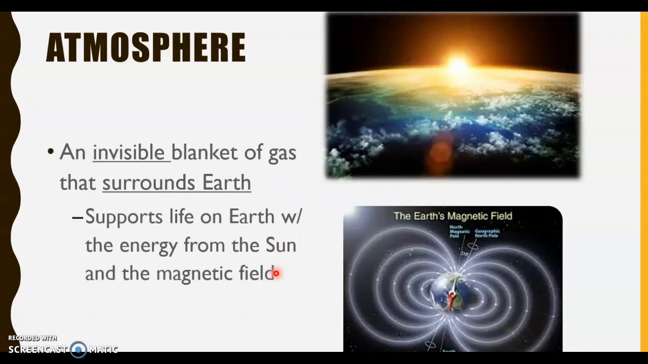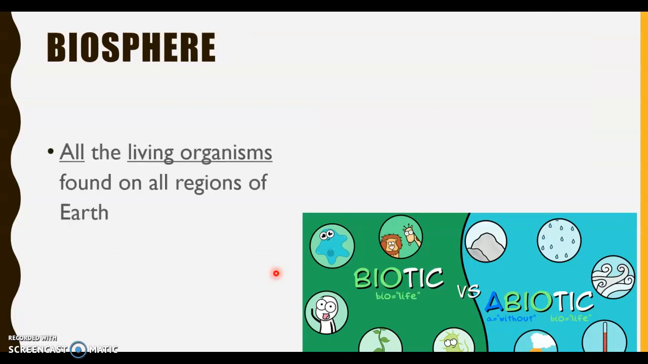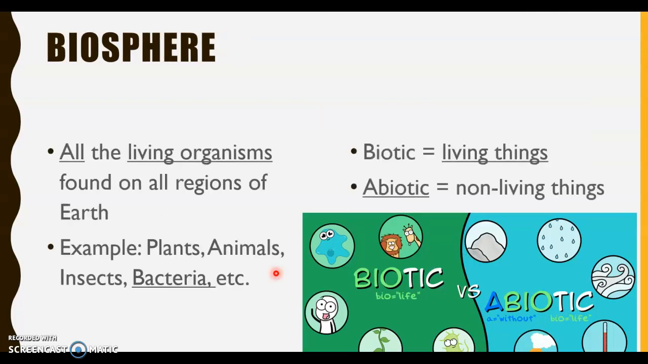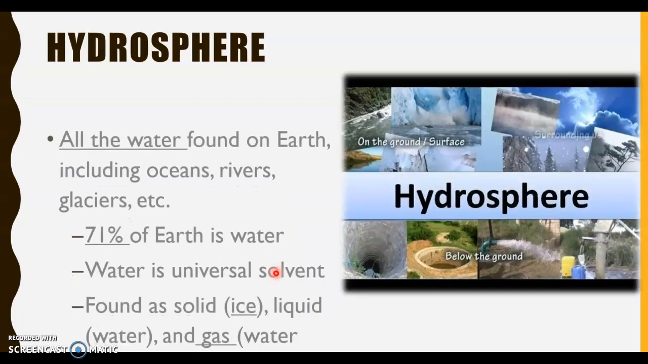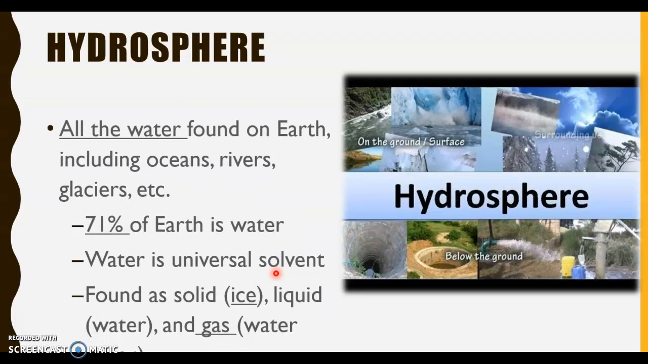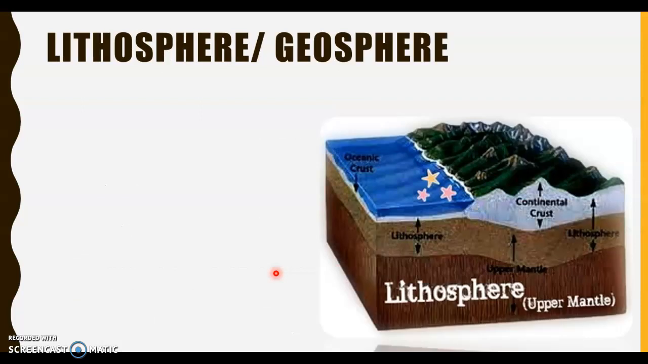The atmosphere is the invisible blanket of gases that surround the Earth. It helps to regulate temperature on Earth. The biosphere is all the living things and how they interact with non-living things. The hydrosphere is all the water on Earth, and that includes the oceans, rivers, and glaciers. Earth is 71% water. Water is a universal solvent. If you've had me in biology, you've heard me say that before. Water can be found as solid, liquid, or gas.